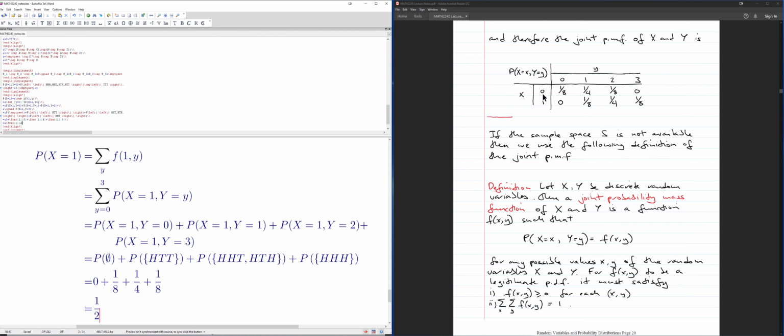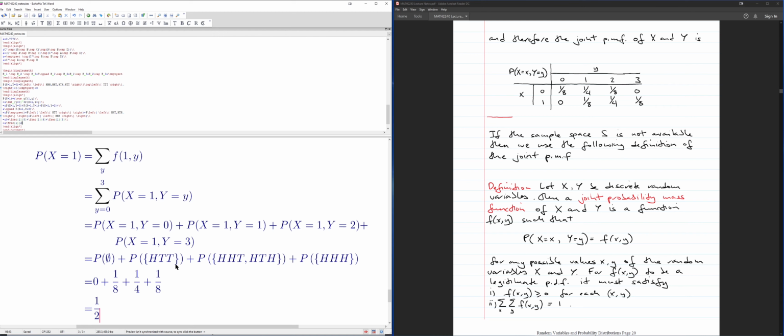To get probability x is equal to 0, it's the same thing. All you're going to do is just add the probabilities on the first row, the row corresponding to x is equal to 0. Okay. Here I have this extra line over here that I don't really need.